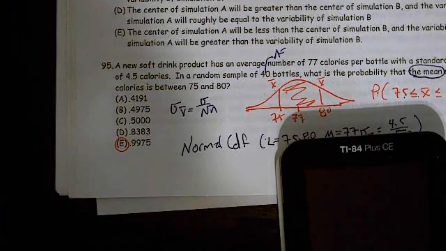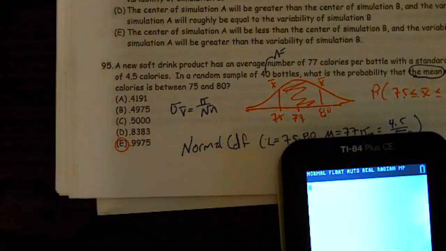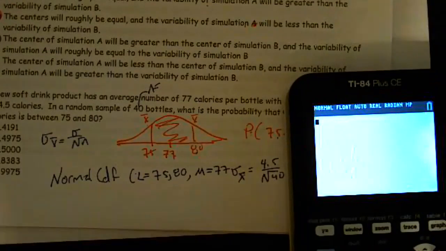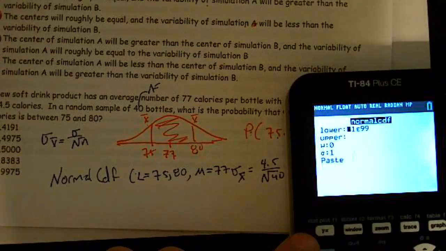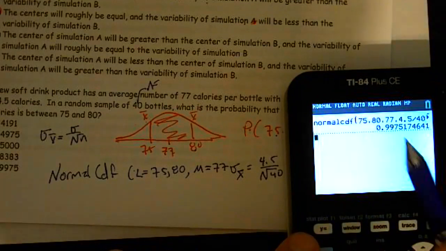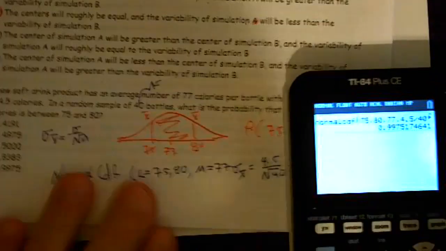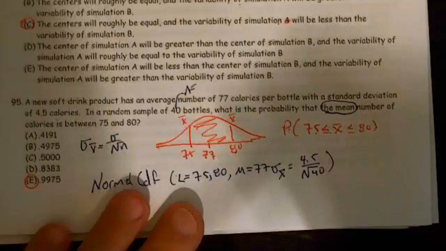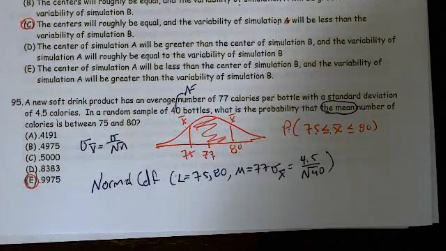So let's go ahead and run this thing. There's a couple ways to do this. If it's an FRQ test, I might do it using STAT, TEST, Z-Test if I can get it. I still have to write norm CDF. I have to include that. So second vars, normal CDF, lower bound 75, upper bound 80, mean 77, standard deviation 4.5 divided by the square root of 40. And I find 0.9975. So about 99.75% of the time the mean lies within that interval.